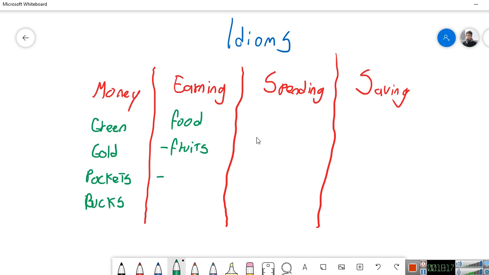I can also talk about hunger in the sense of my stomach. I can also say eating, and any other verb that's related to receiving.